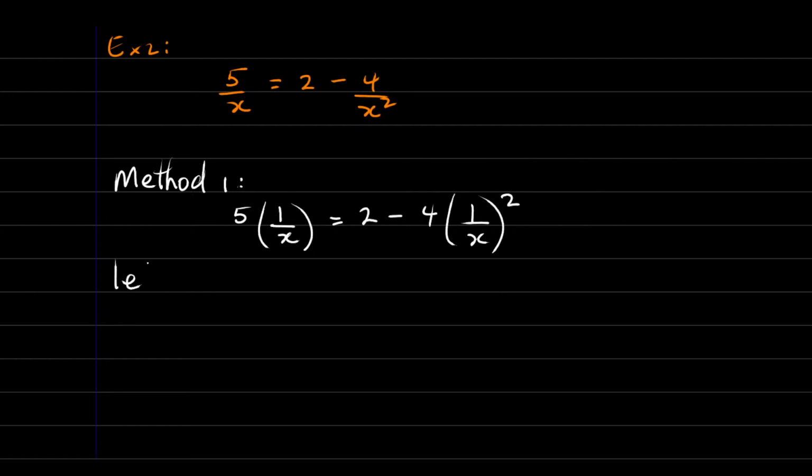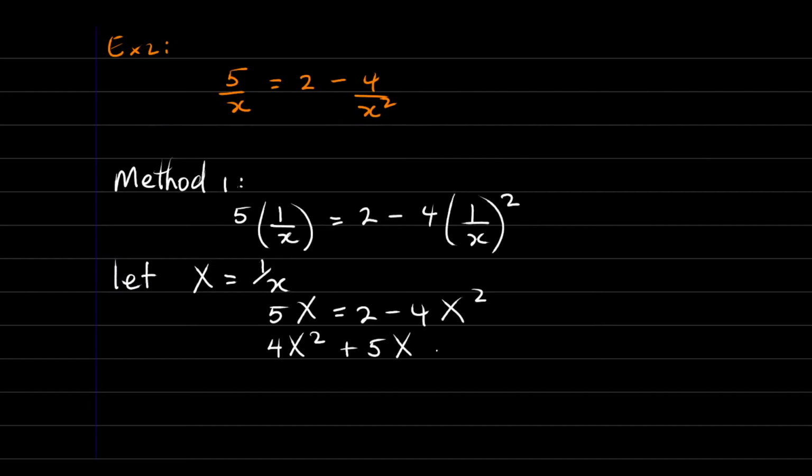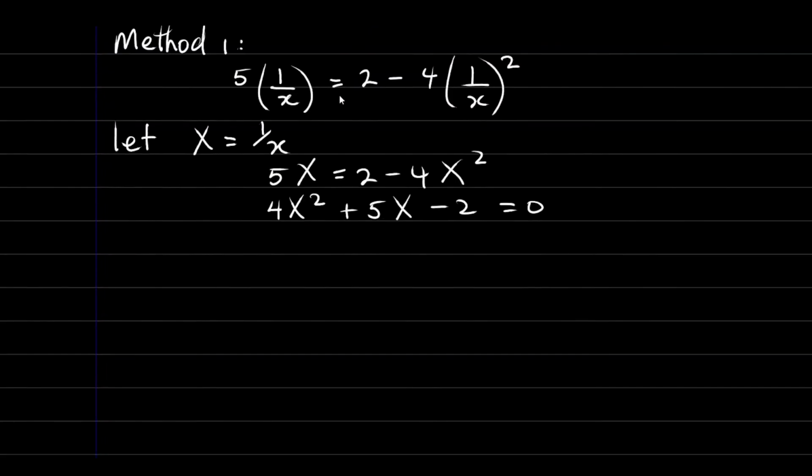And then I'm going to say let x equal 1 over x, and I'm going to get that 5x equal to 2 minus 4x squared. And then I'm going to make everything on one side. So I'm going to have 4x squared plus 5x, and then minus 2 equals 0, and that will be my quadratic. The other method I can do, as I said, is I can multiply everything by x squared. So I'm going to do that now.